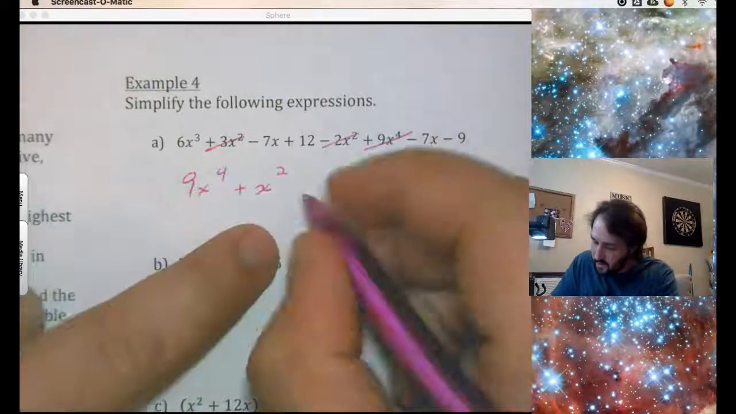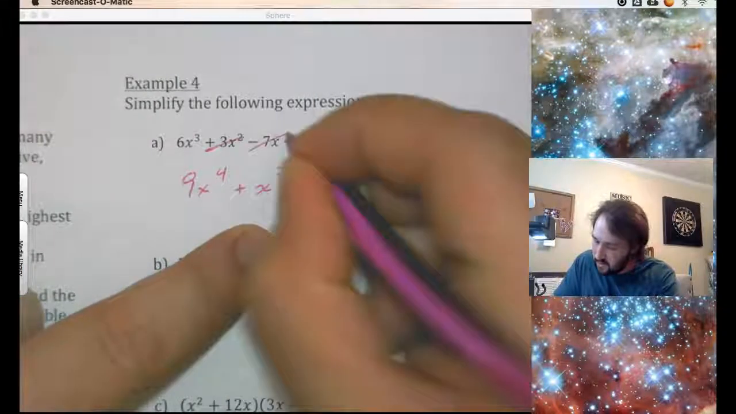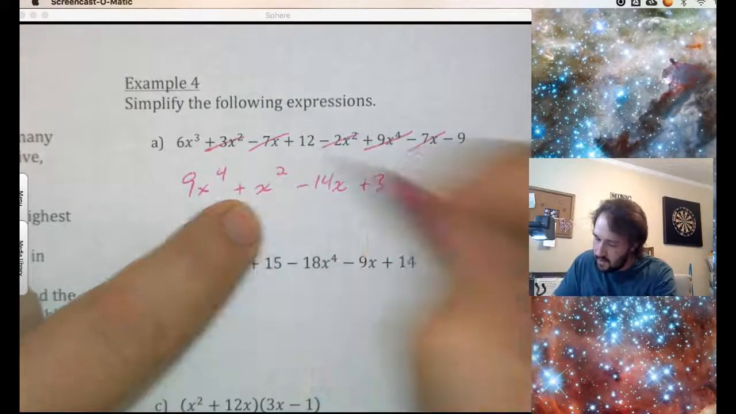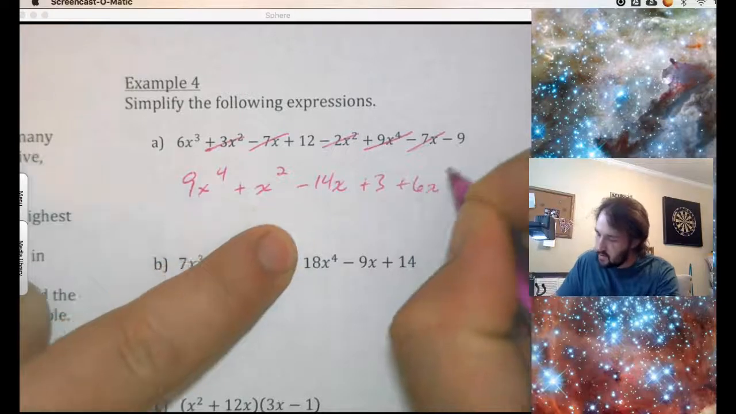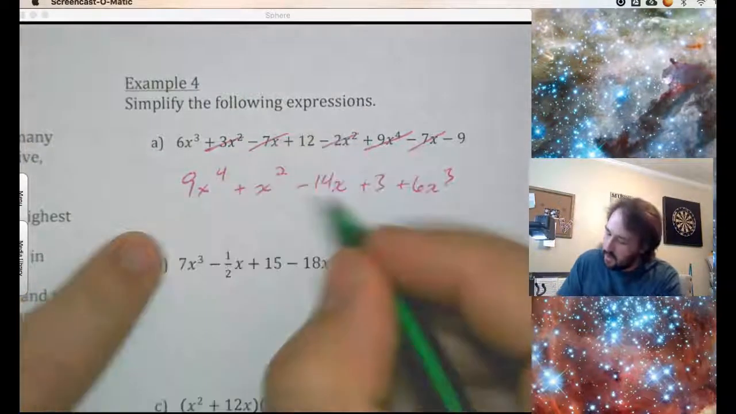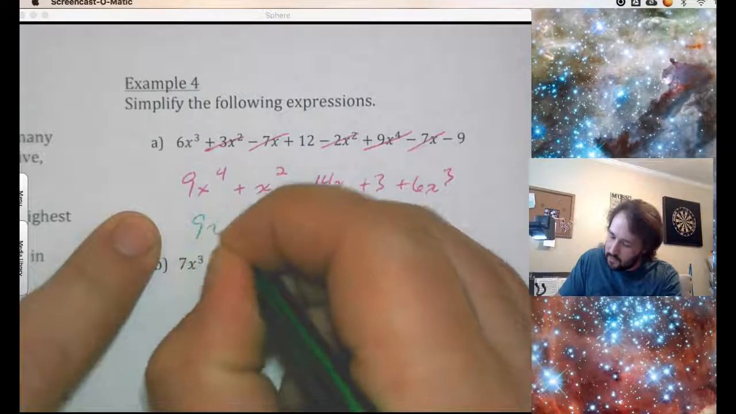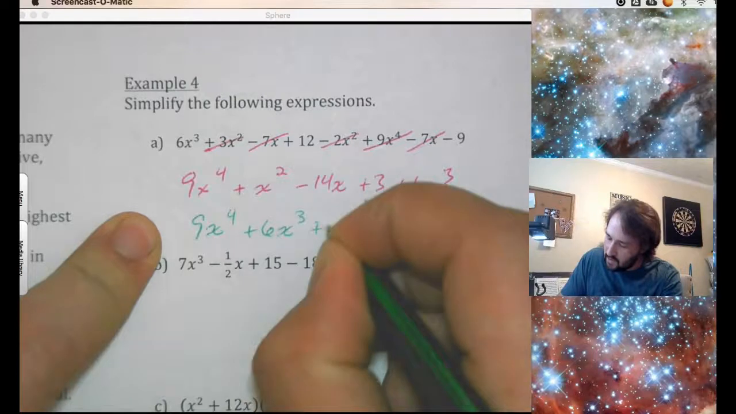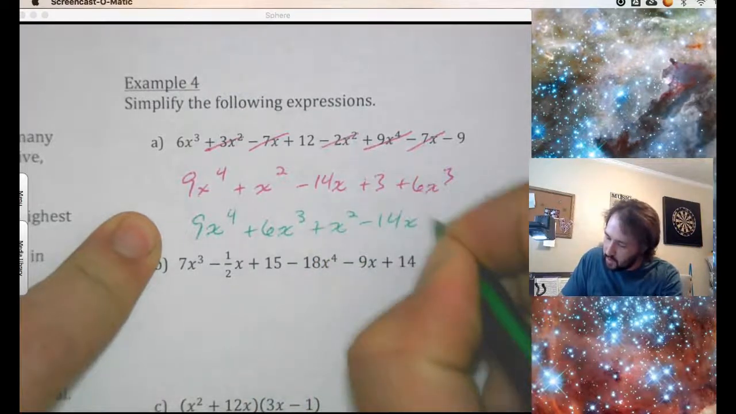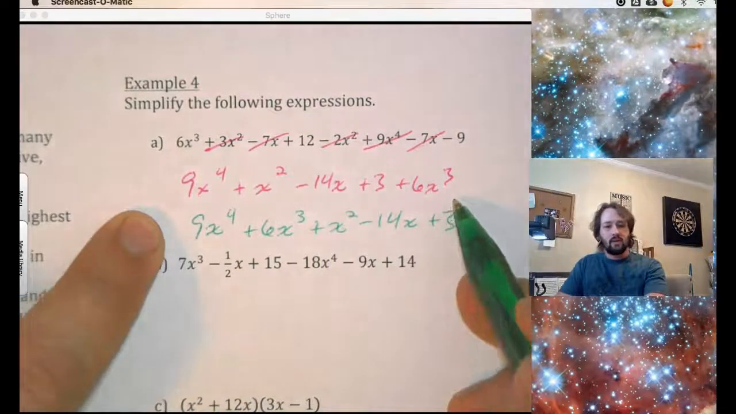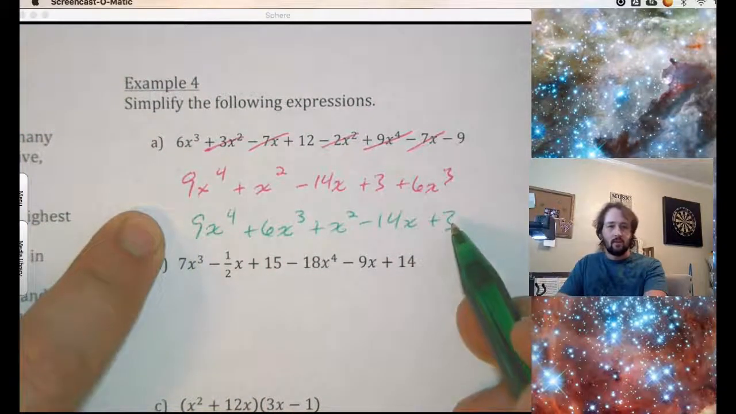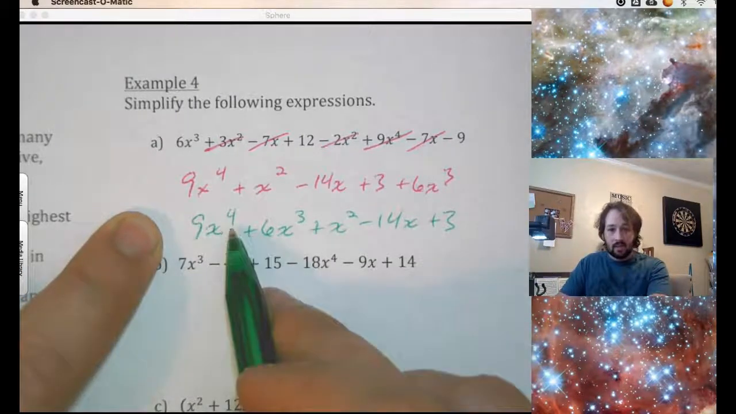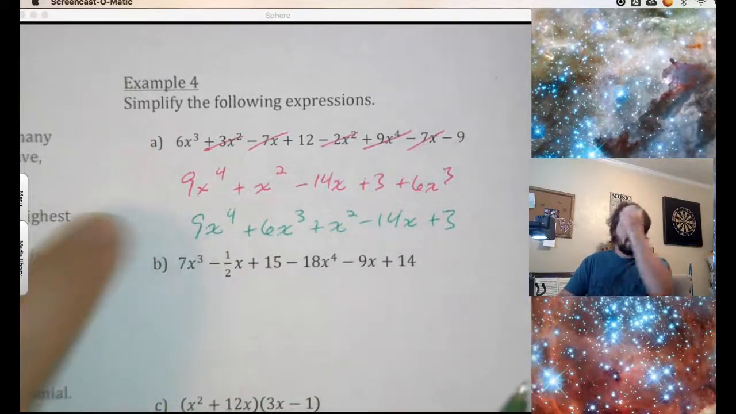Minus 7x and minus 7x makes minus 14x, so I used those. And then 12 minus 9 is plus 3. And I still have that plus 6x cubed. So now to put it in standard form, I'm so sorry, I will do x to the fourth first, so 9x to the fourth, and then plus 6x to the third plus x squared minus 14x plus 3. I don't usually write that step in pink there, but I didn't put it in standard form when I was going through, so my bad. But this is standard form, highest exponent to lowest exponent, which would be none in this case.